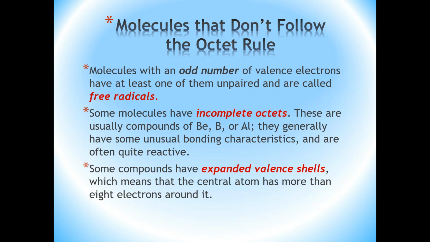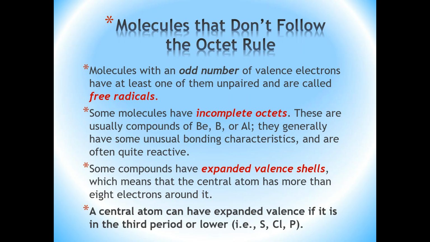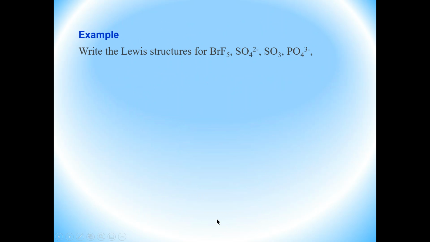And finally, that's what this statement is right here: the central atom can have expanded valence if it is in the 3rd period or lower. So it's very important for you to realize that. We're going to look at a couple of examples where that's the case. The first example here, let me get to my pen function here, is bromine pentafluoride.